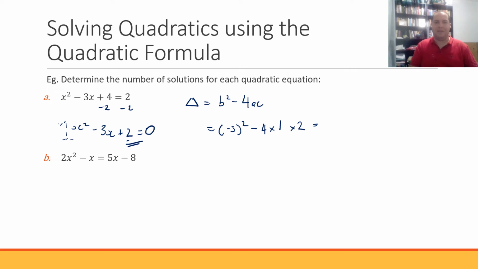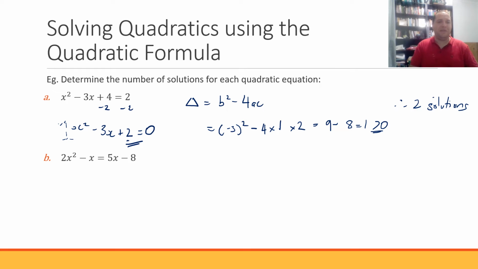Now evaluating that, negative 3 squared is 9, minus 4 times 1 times 2 is 8. That equals 1. That number's positive, that's greater than 0. So therefore, this particular equation will have two solutions.